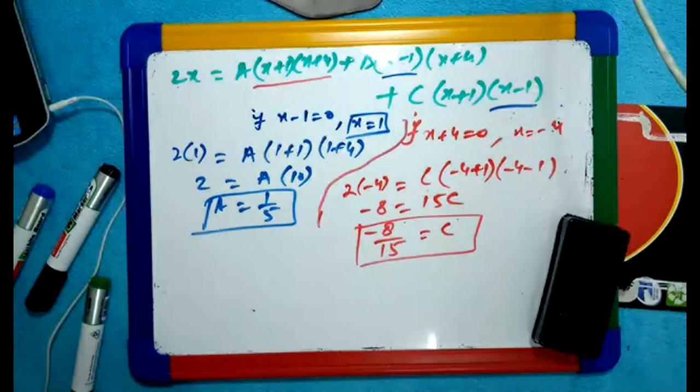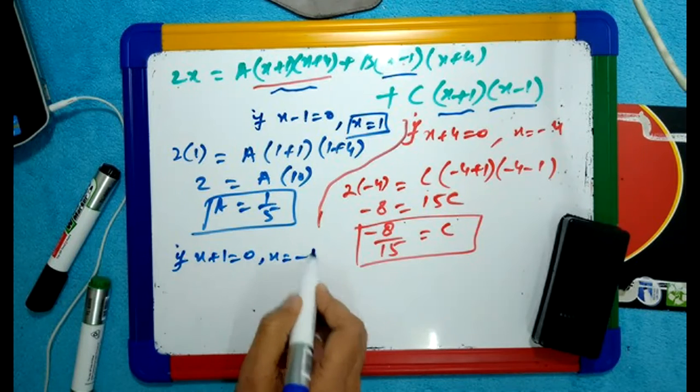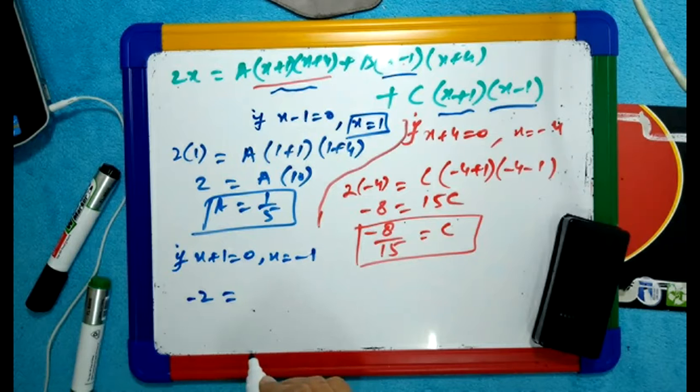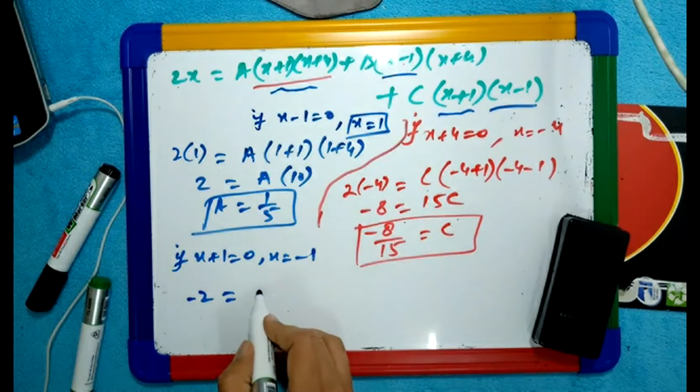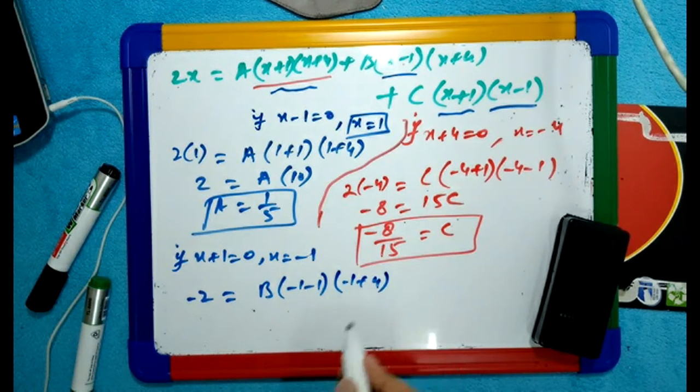Yes, done. And now we need b. The problem is b. Now for b, what I will do is put x plus 1 equal to 0, right? Because you can see that x plus 1 is coming in the first and last. So if x plus 1 equal to 0, then x equal to minus 1. So minus 2 equal to, now b will come. So b times minus 1, and this is minus 1 plus 4. Do you agree with me? Yes. And the other things are finished.